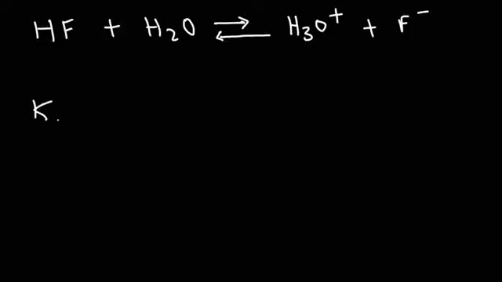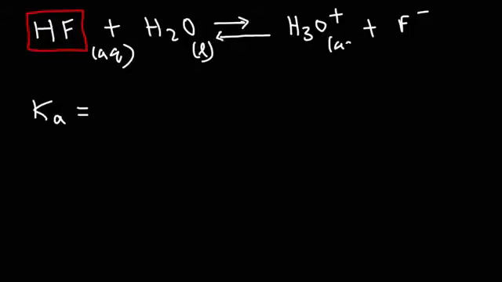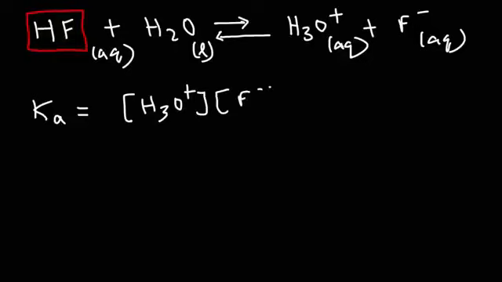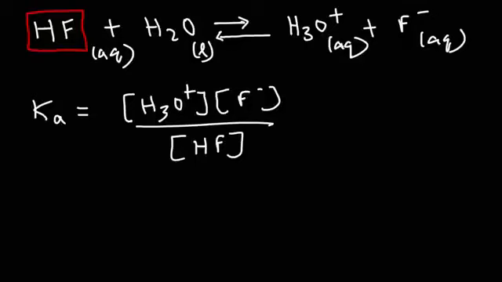Now we can calculate the Ka of this reaction. Ka is the acid dissociation constant of the acid in question, which is HF. Now everything is in the aqueous phase except water. Water is a liquid. To write the expression of the acid dissociation constant, it's going to be the concentration of the products, which is H3O+ times F-, divided by the concentration of the reactants. Now, water is a liquid, so you don't include liquids and solids in the equilibrium expression when you're dealing with acids and bases. So that's Ka.